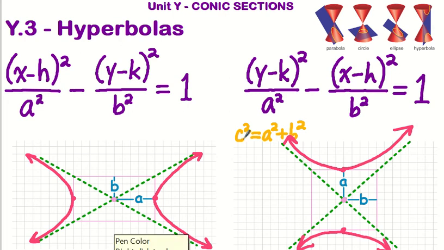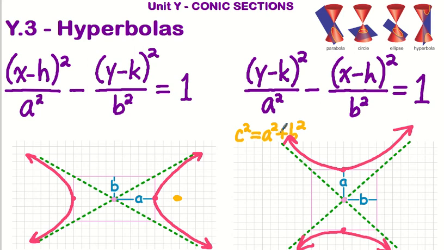hyperbolas also have these c values, which refer to these focus points. Here it's different. Here c squared equals a squared plus b squared. And what that's going to mean is that our focus points, wherever this would be, I don't even know, it's somewhere, it would be further out from the center than this vertex, you know what I mean?